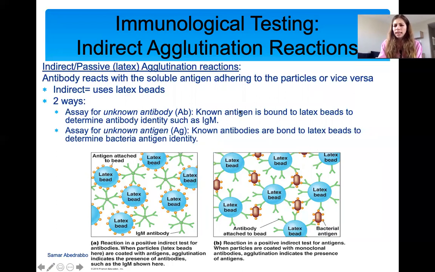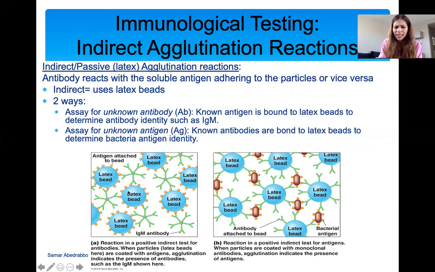So the known antigen, you test different known antigens with the unknown antibody, and they're bound to latex beads. You take different antigens, different bugs, and you bind them to latex beads. And if they bind to the unknown antibody, that's the antibody the person has. You can also assay for an unknown antigen. You take known antibodies that have latex beads bonded to them, and wherever you see agglutination, you can determine the bacterial antigen.